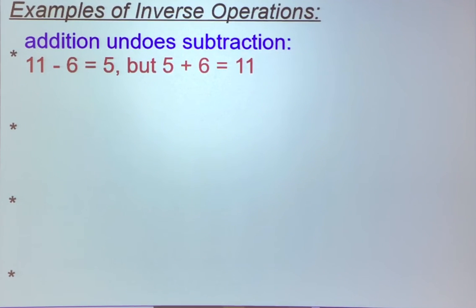Addition undoes subtraction. If I do 11 minus 6, that's going to equal 5. But if I add that 6 back, 5 plus 6 is 11. I'm back to where I started.